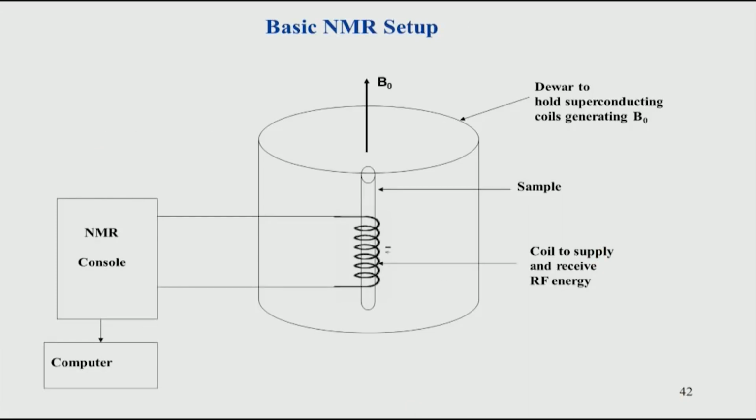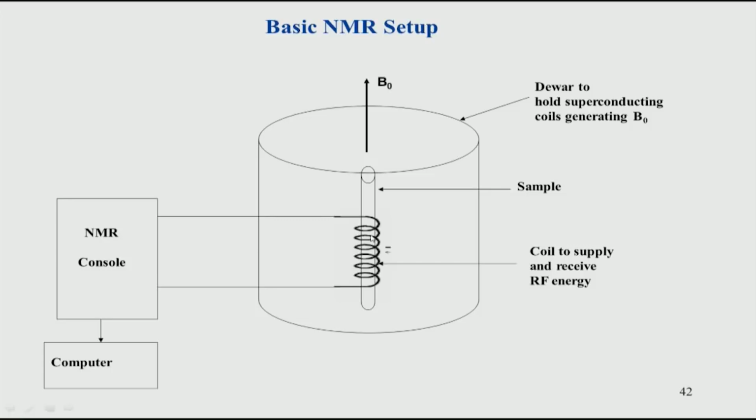This is a basic schematic of a magnet. As we can see, the magnet is basically a big dewar which looks like this. This is of course not the real size, this is a schematic figure. We will see this in more detail in the next slide. It contains the magnet, and in the middle of the magnet there is a bore, a hole through which we put the sample in, and then the sample goes and sits inside the magnet.